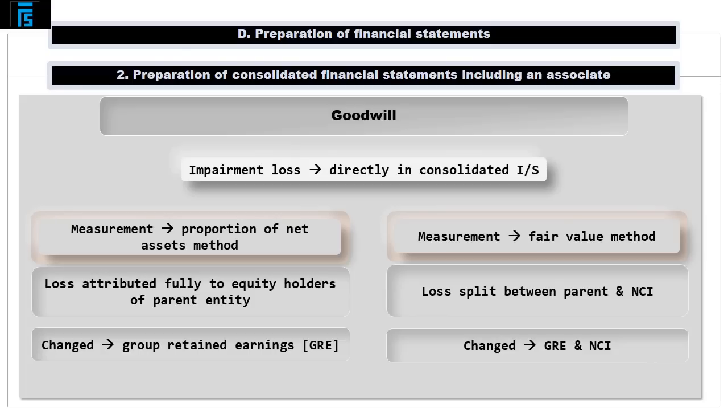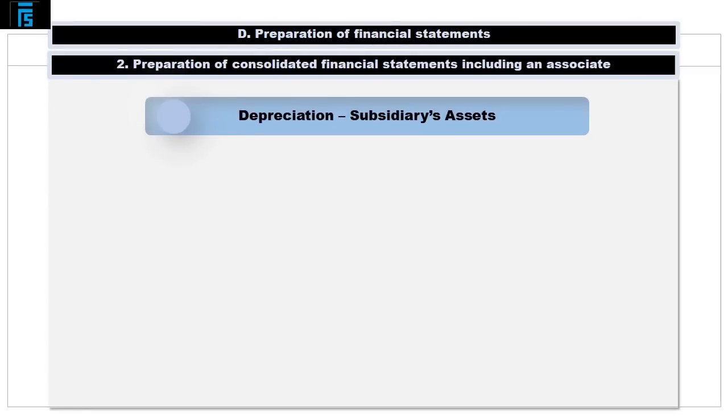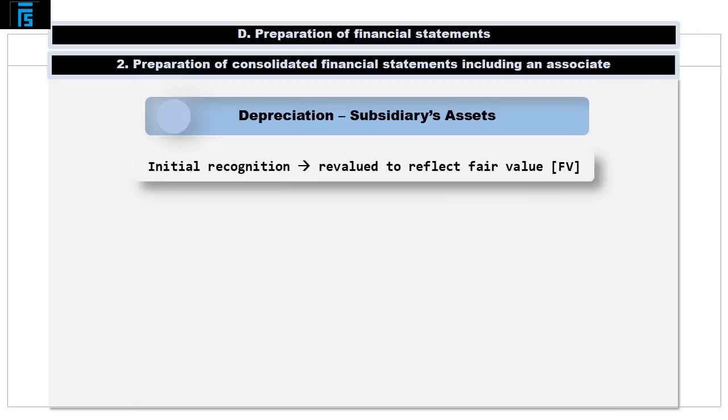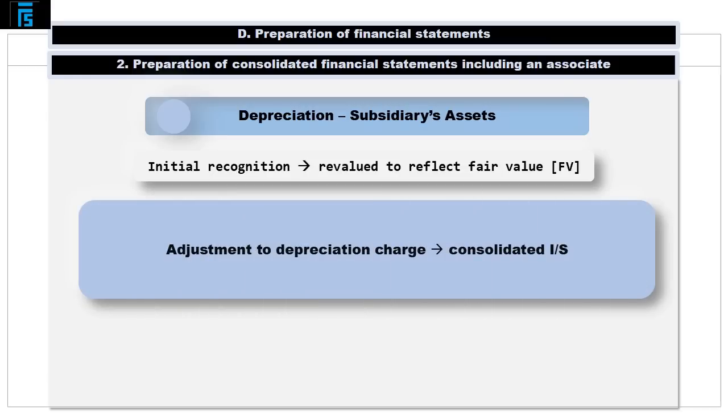Another potential adjustment relates to the depreciation of those of the subsidiary's assets which, upon their initial recognition in the consolidated statement of financial position, were revalued to reflect fair value. The subsidiary's individual income statements will naturally reflect depreciation charges which are based on the carrying amounts of those assets as reported in the individual statements of financial position. An adjustment to the depreciation charge as reported in the consolidated income statement will therefore typically be required.